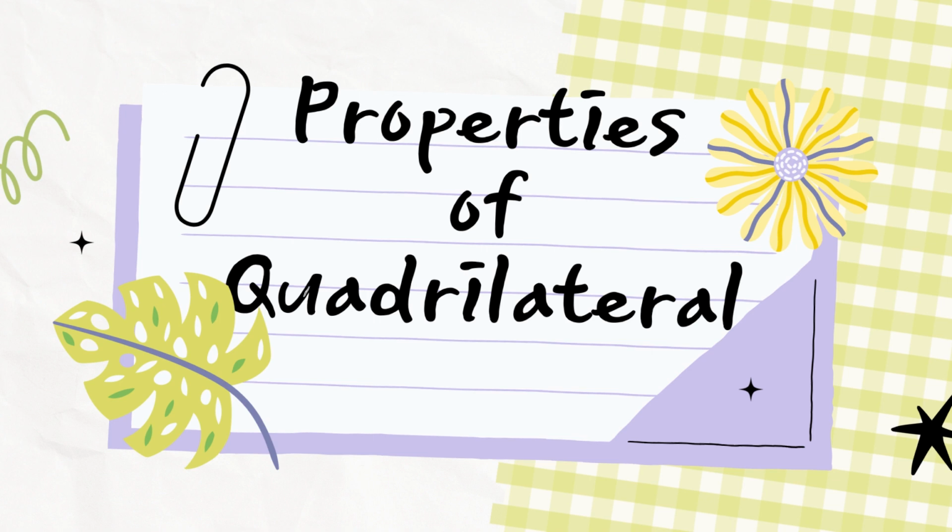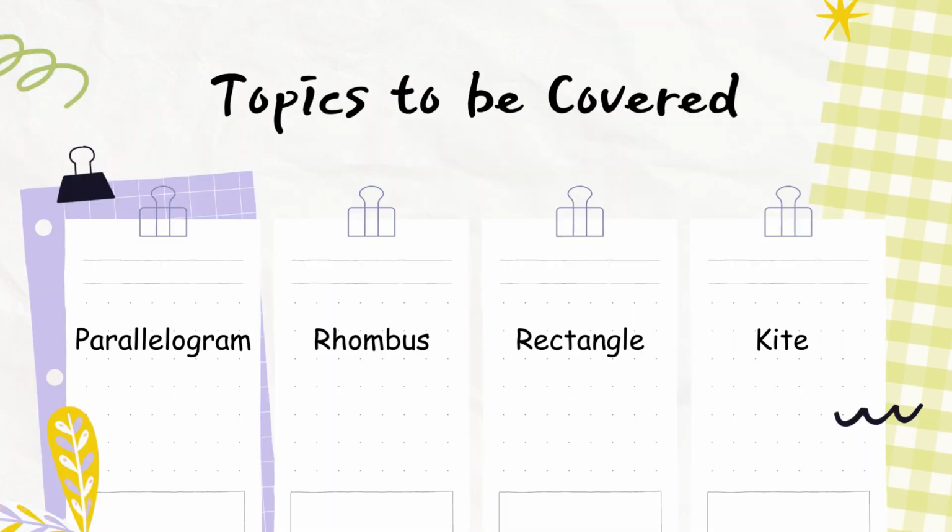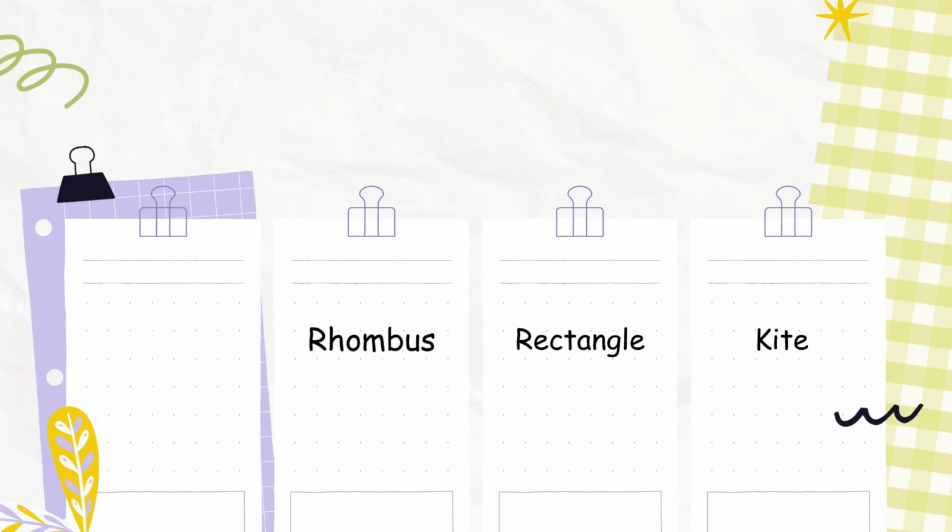Today, as I told you, I'm going to bring the properties of quadrilaterals. So we are going to begin without wasting any time. Let's start and see which topics I'm going to cover in this video. Topics to be covered: parallelogram, rhombus, rectangle and kite.